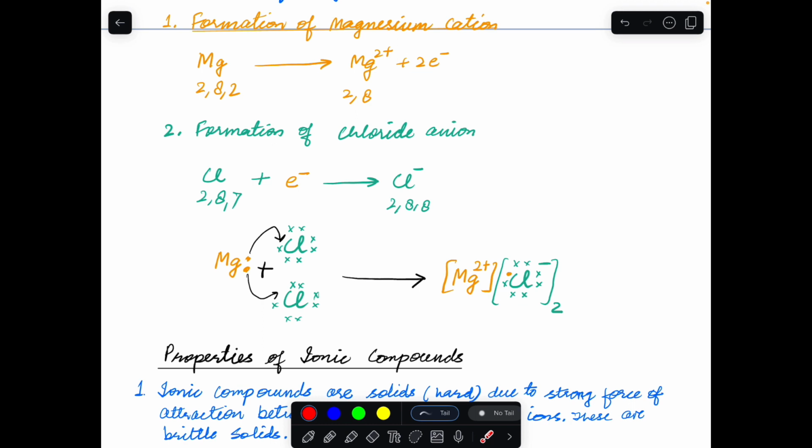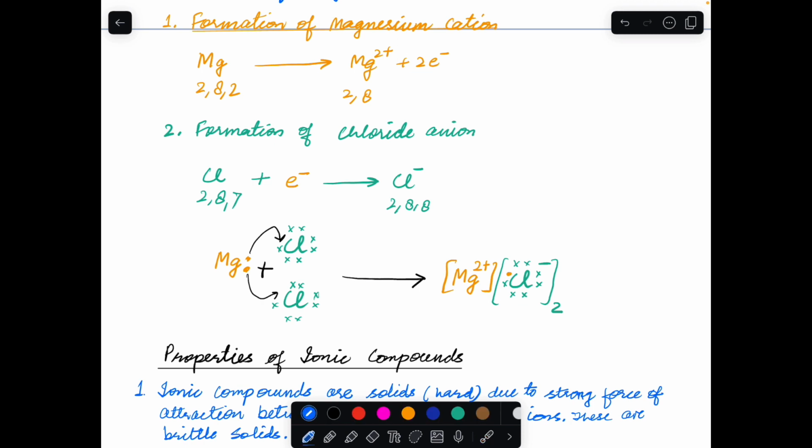So 1 atom of magnesium is capable of giving 2 electrons. 1 electron it will give to one chlorine atom, the second to the second chlorine atom, and therefore we will get the compound MgCl2. So per chlorine atom we are having 1 electron from magnesium, but to balance 2 units of positive charge we have 2 chloride ions. So this is how magnesium chloride is formed.